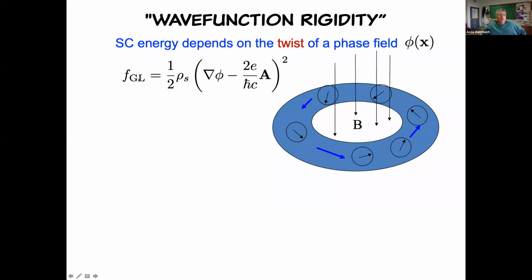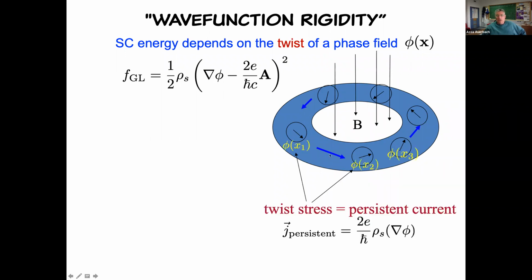It means that the free energy will be minimized if the phase is constant, but it could allow for the phase not to be constant. If it's not constant, it means that there is a persistent current flowing. So the persistent current is actually a twist stress, exactly like in elasticity. When you describe a stress, you describe essentially a derivative of the energy with respect to strain. The same happens in a superconductor, but now the stress is actually a persistent current.